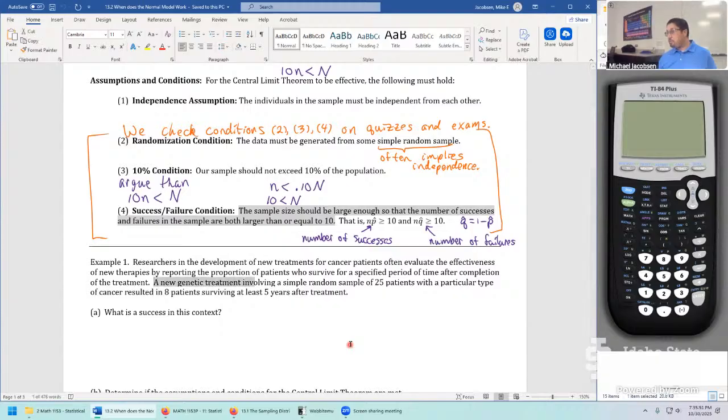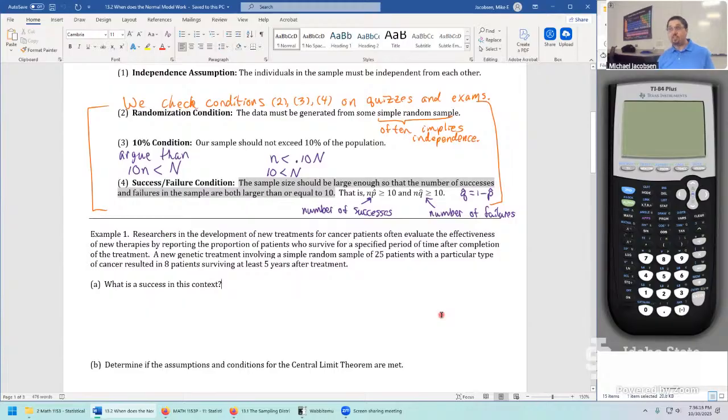A new genetic treatment involving a simple random sample of 25 patients with one particular type of cancer. Maybe it's melanoma, or maybe it's some kind of bone cancer. There's like loads of kinds of cancers altogether. But for this particular new treatment, they had a result of 8 patients surviving at least 5 years after treatment.